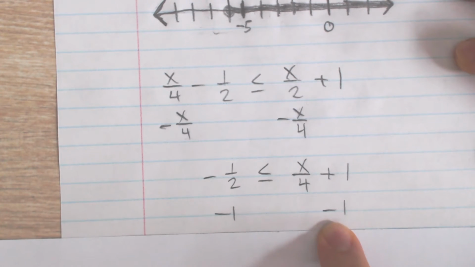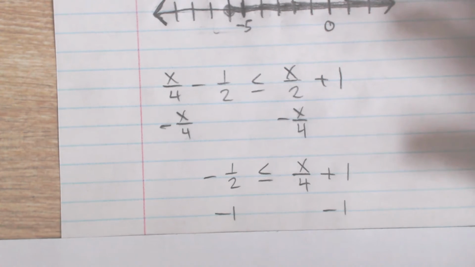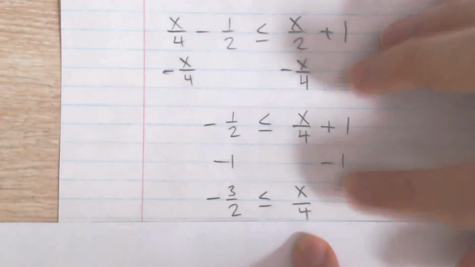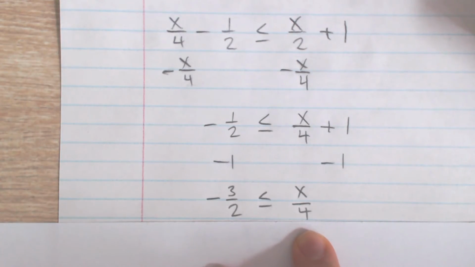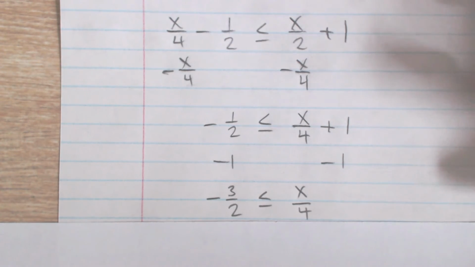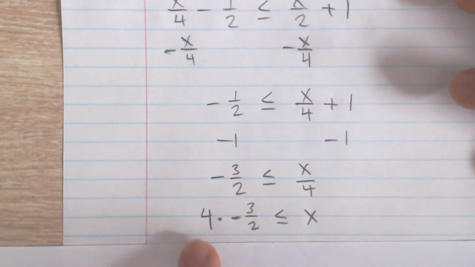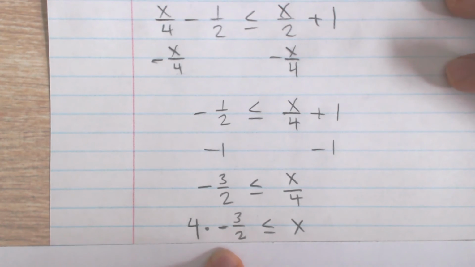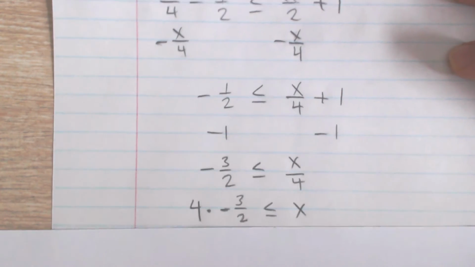On the right, it cancels. Over here, we have negative a half minus 1, which is negative 3 over 2, or negative 1.5. Again, we want to isolate x, and you can see x is being divided by 4, so we're going to multiply both sides by 4. On the left, we have 4 times negative 3 over 2. That's 4 times negative 3, which is negative 12, divided by 2 is negative 6.